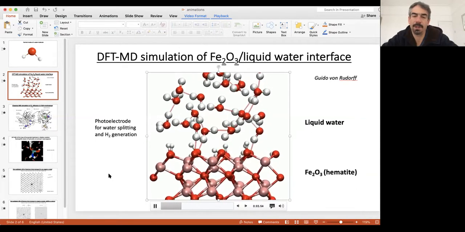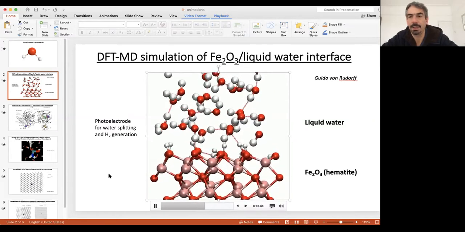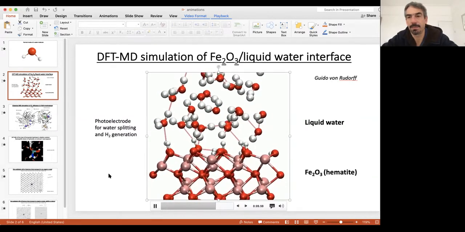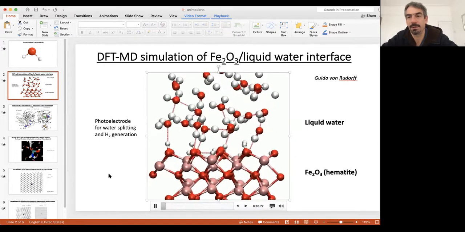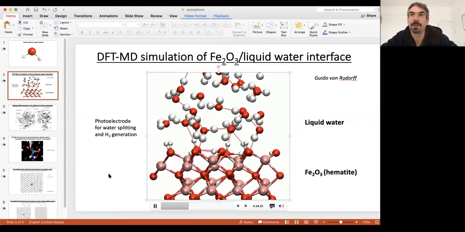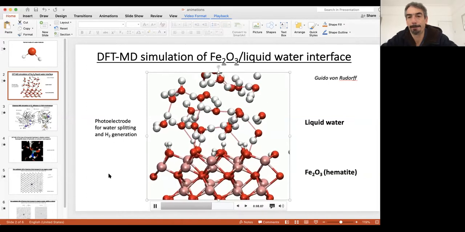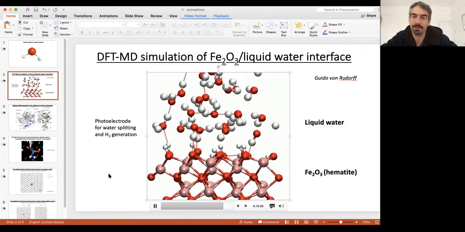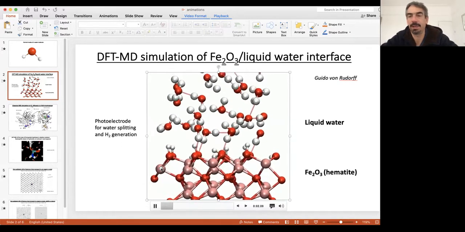you have about 2,000 electrons in this system. So the cost of these always depends on the number of electrons that you have. So that means you have typically 100 water molecules and a couple of layers of this hematite, probably a couple of hundred hematite atoms.